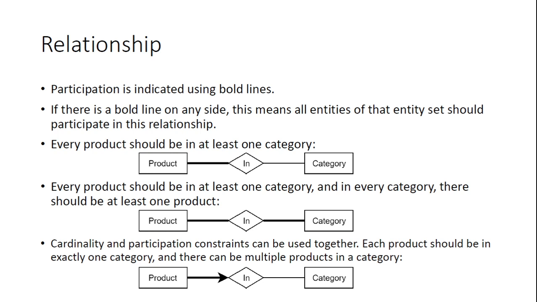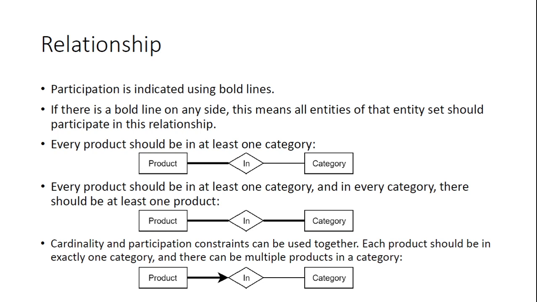So for example, in here, if we are saying, okay, every product should be in at least one category, it is indicated with this bold line on the product side. So we are saying that if I have an entry in the product table, that entry should also appear in the table for the relationship "in". So it can appear on both sides, meaning that every product should be in at least one category, and in every category there should be at least one product.